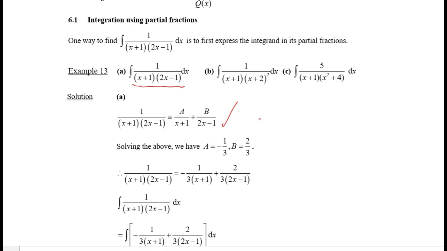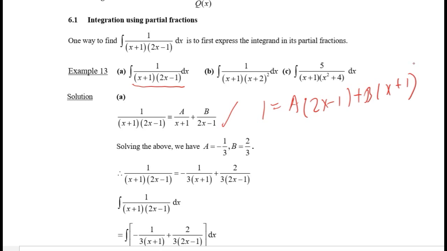I'm not going to go through partial fractions in any detail. I think you have learned it before, so let me just give you a brief recap. The first thing we're going to do is try to remove the denominator. So we multiply throughout by (x plus 1)(2x minus 1). That will give us 1 on the left hand side, and on the right hand side we're going to get A times (2x minus 1) plus B times (x plus 1).